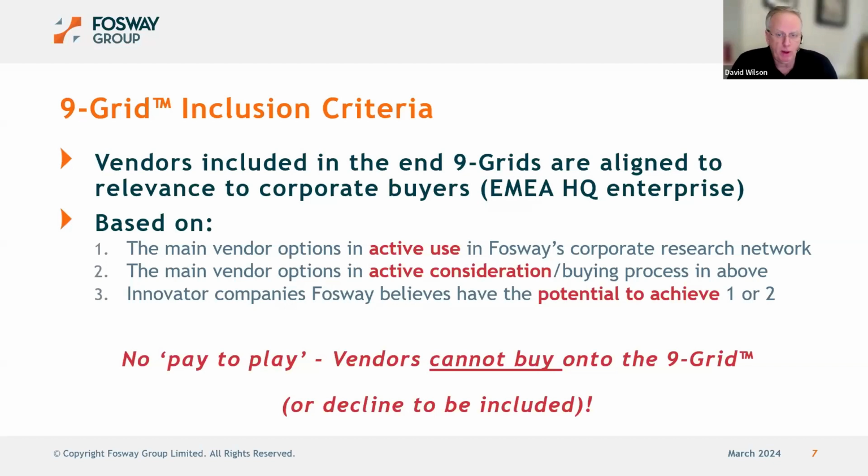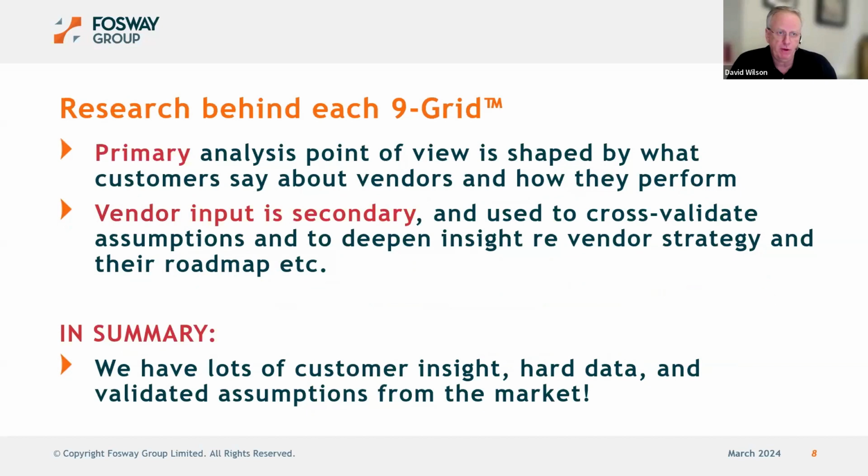You can't buy your way onto the 9 grid. It's not a pay-for-play environment. You can also choose to be included or excluded. This is purely based on who Fosway believes are relevant for the target reader. Typically, that's an EMEA or internationally headquartered multinational type organization, or mid or large corporate entity.